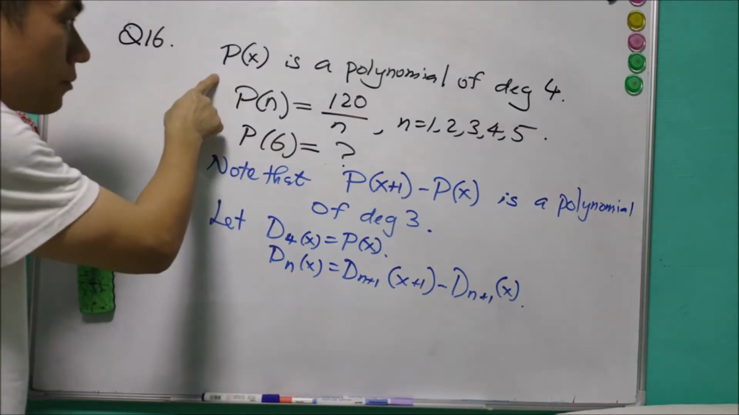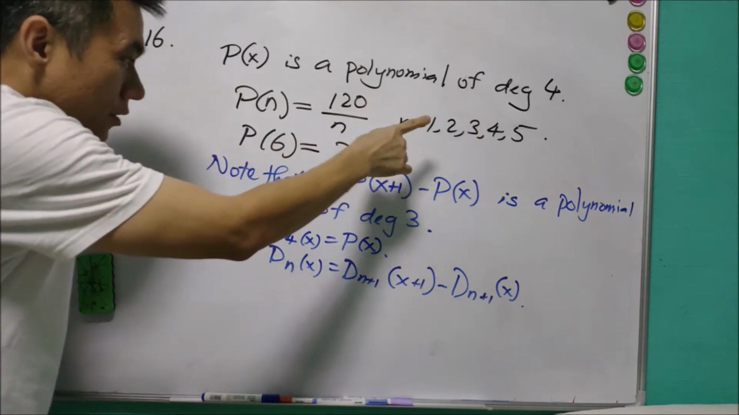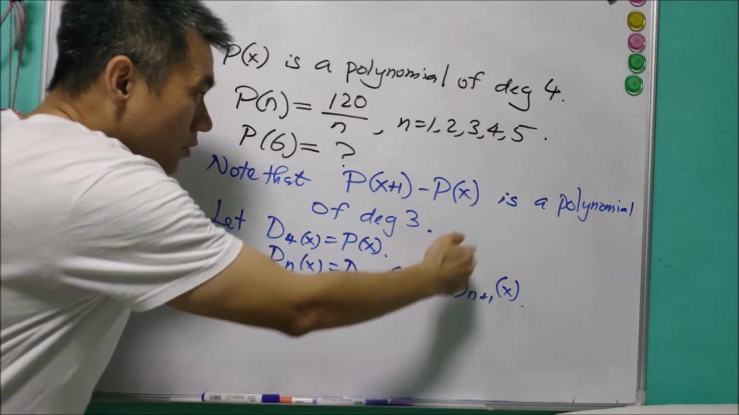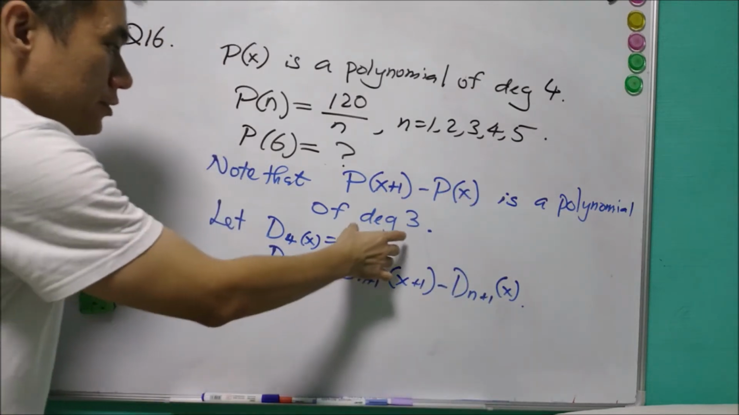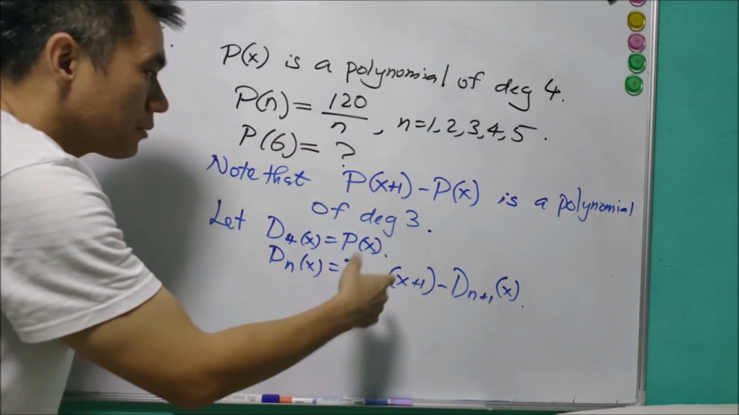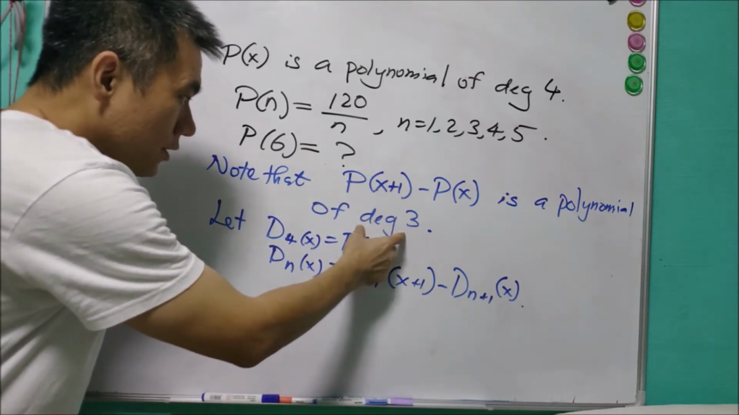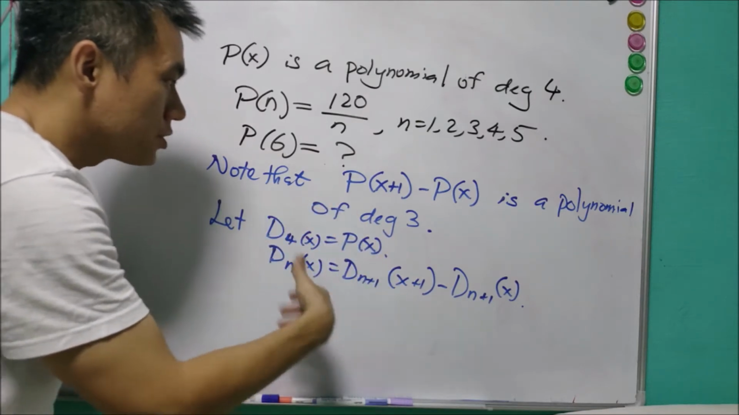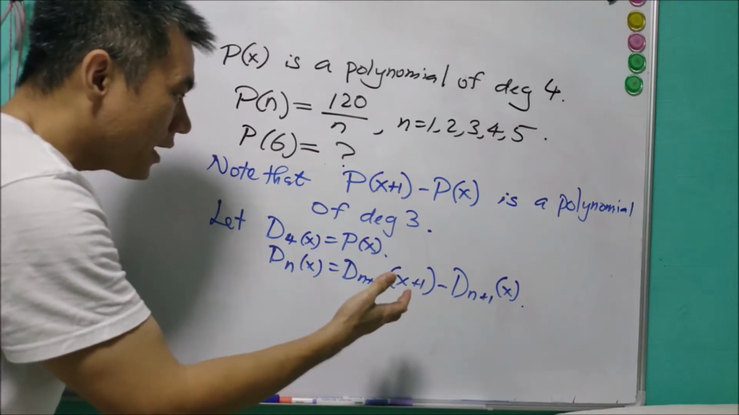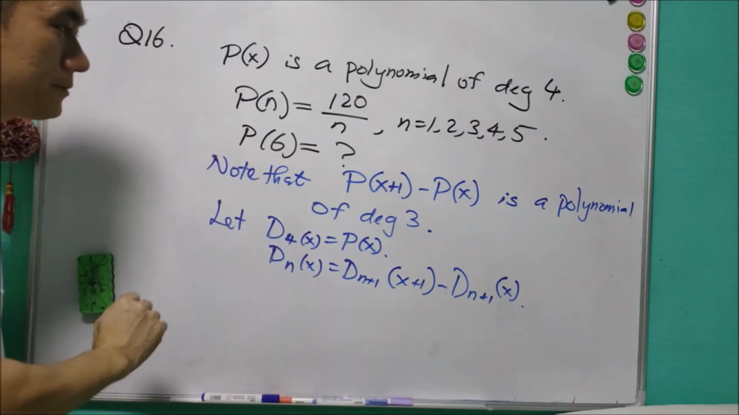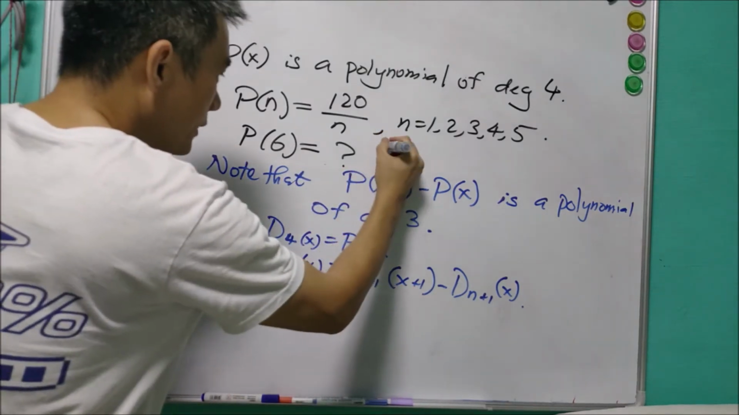So we start from P(x), which is degree 4, take the difference of P(x+1) and P(x), and we will obtain a polynomial of degree 3. After that, we continue to do the same thing to get a polynomial of degree 2, followed by degree 1, and followed by degree 0, which is a constant. And from there, work backwards to get the value of P(6). I'll write these important notes here.